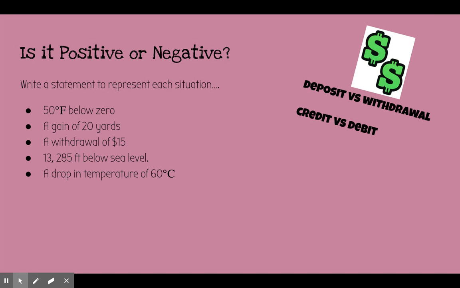13,285 feet below sea level. Well, the key word there is below sea level. Sea level is considered zero, or the origin. So 13,285 feet below sea level would be a negative 13,285 feet. A drop in temperature of 60 degrees Celsius. It started out at 80 degrees, it dropped 60, it's now at 20. That drop in temperature is recorded as a negative 60, minus 60.